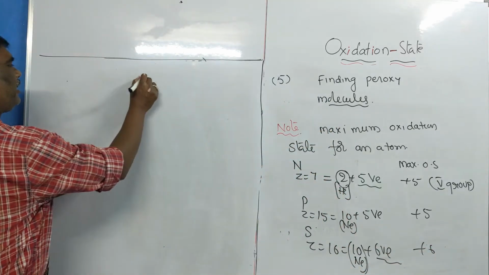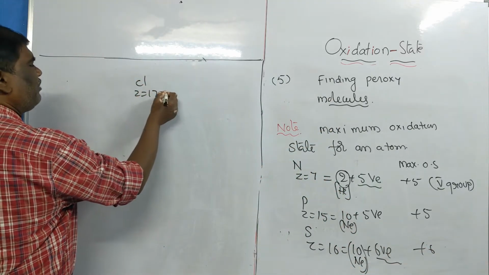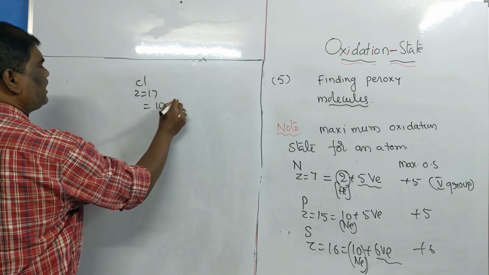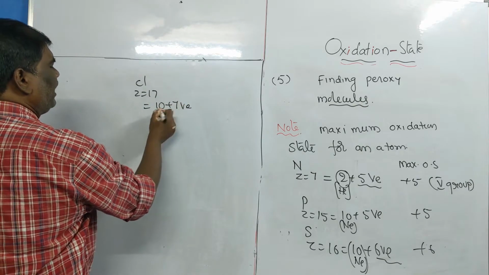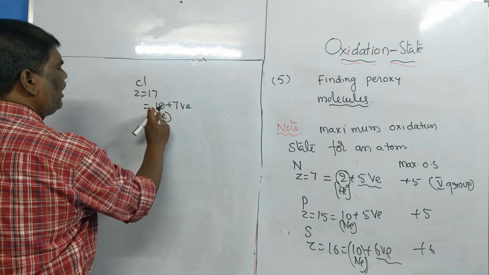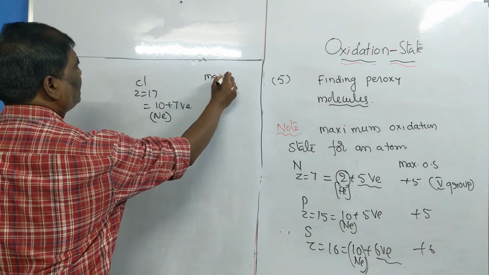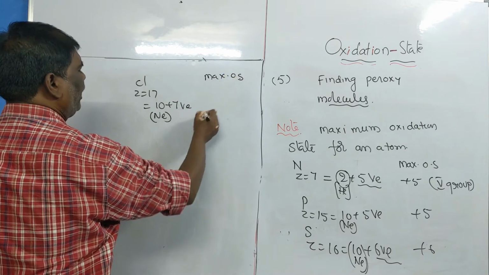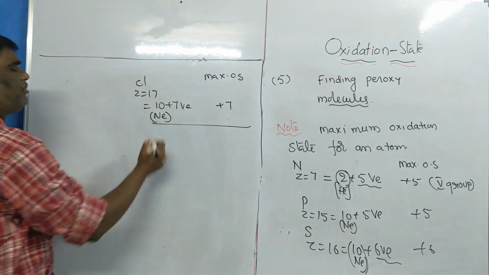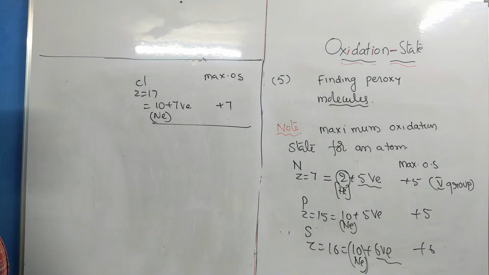Similarly for chlorine, atomic number 17 can be written as 10 plus 7. Along with neon it is having 7 valence electrons. So what is the maximum oxidation state for chlorine? +7 is the maximum oxidation state. Recall once again.